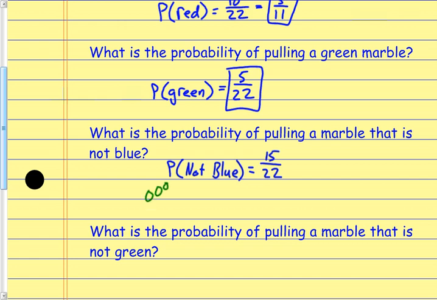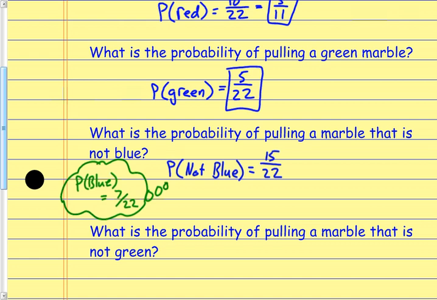The other way I'd like to think about this for a moment is if I think about the probability of pulling a blue marble. There's 7 blue marbles out of the 22 total. So the probability of pulling a blue marble is 7 out of 22. So not blue is 15 out of 22. And the thing you should notice about those fractions is that they add up to 1. They add up to 22 out of 22.